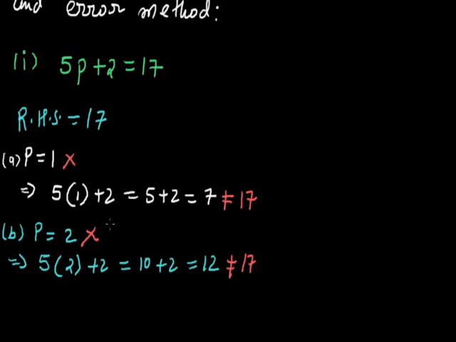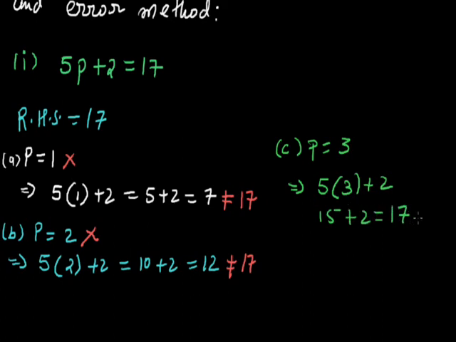Let us try another value, that is p is equal to 3. Now if we put p equals to 3, the equation will become 5 into 3 plus 2. So it will be 15 plus 2, that will give you finally the answer as 17, which is equal to 17, the right hand side of the equation. So here the right hand side of the equation is equal to the left hand side at p is equal to 3. So we can say that p is equal to 3 is the solution of the equation.